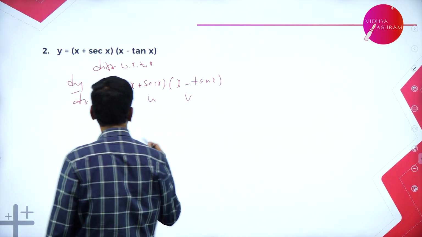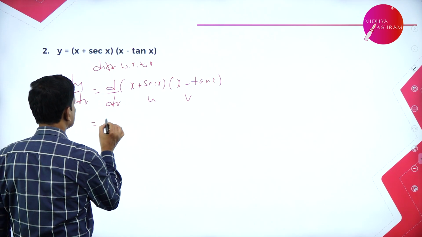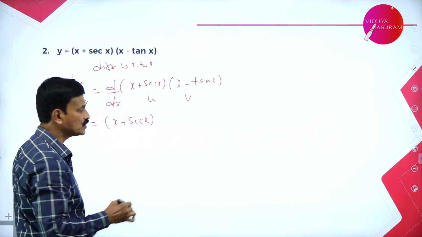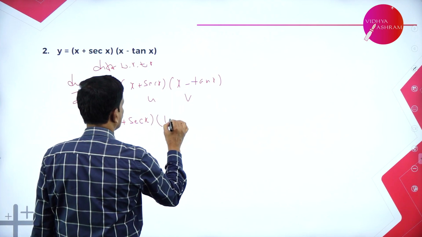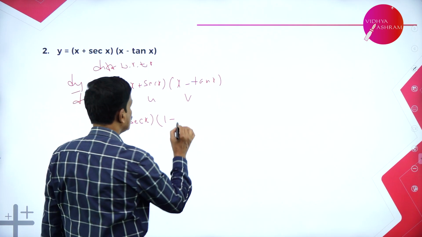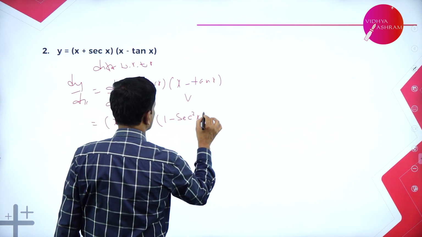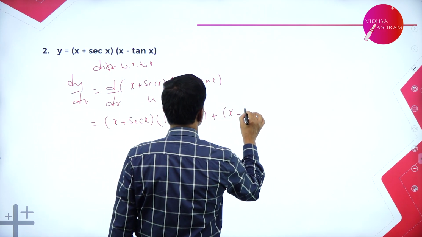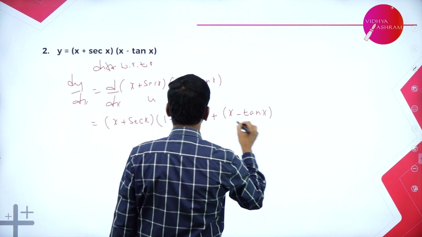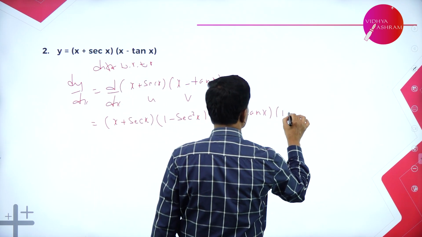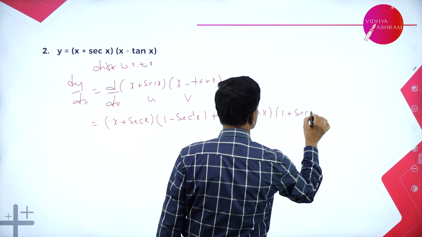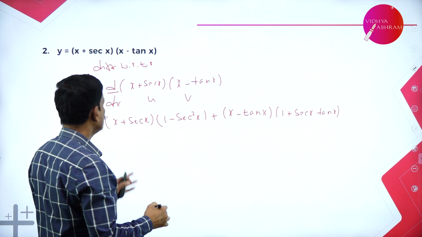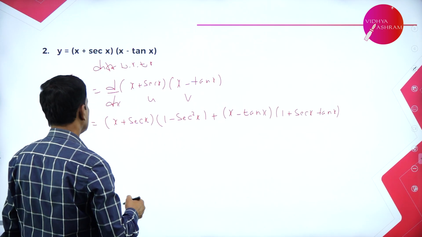Now, differentiate this. Use the product rule: first function x plus secant x, into differentiation of the second function, x is 1 minus differentiation of tan x, which is secant square x. Plus second function kept constant, x minus tan x, into differentiation of the first, x is 1 plus differentiation of secant x, which is secant x into tan x. So, you can stop here itself, or multiply and you will get the answer.